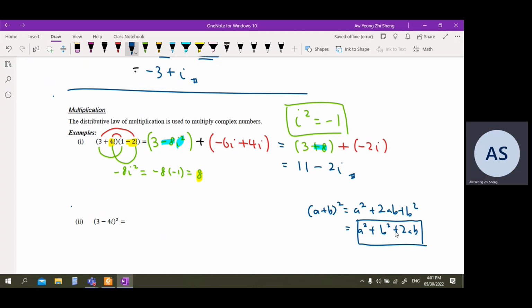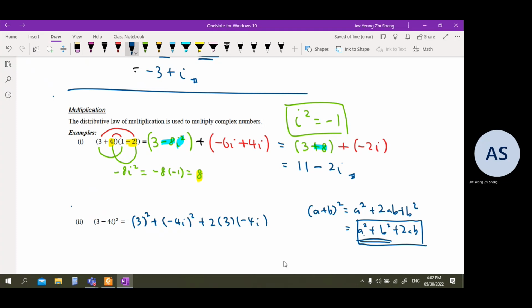Okay, now why do I suggest you to write a squared plus b squared and 2ab as the last term? It's because these two terms, the a squared plus b squared term, are actually the term that will eventually become real. So in this case, you have your 3 squared plus negative 4i squared plus 2 times 3 times minus 4i. But the first two terms will eventually become the real term.